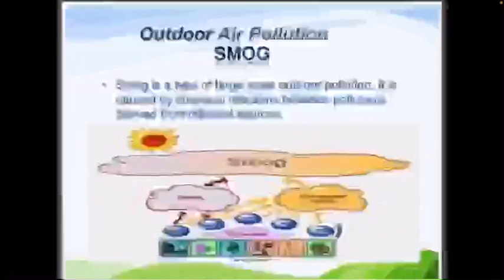The figures show the greenhouse effect. Then comes the outdoor air pollution or smog. As we have read earlier, smog is a type of large scale outdoor pollution. It is caused by chemical reactions between pollutants derived from different sources. Smoke plus fog, they make smog.